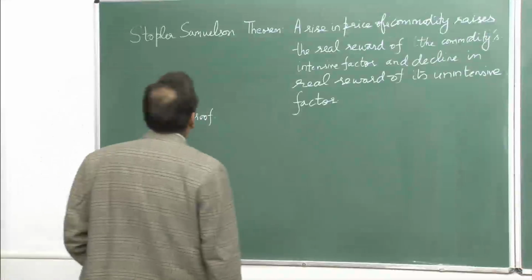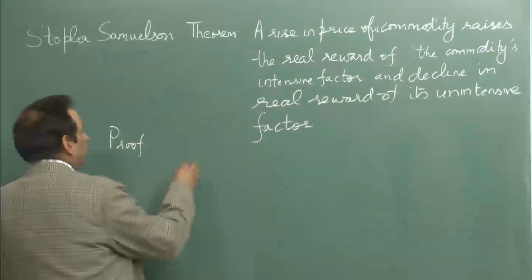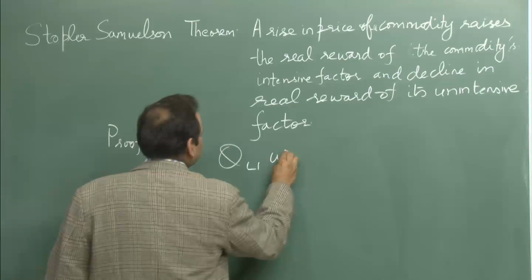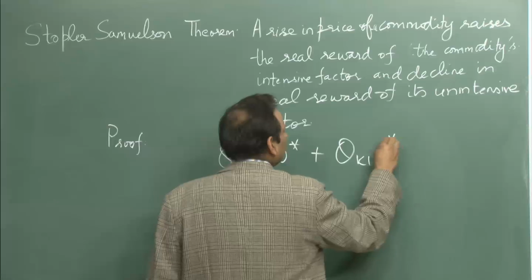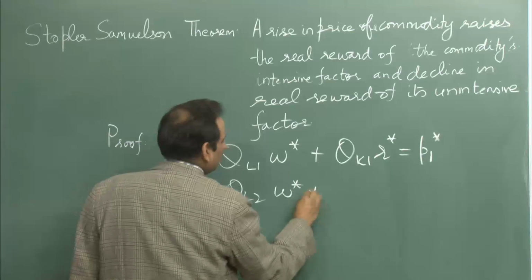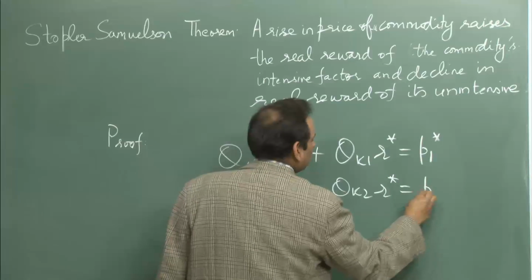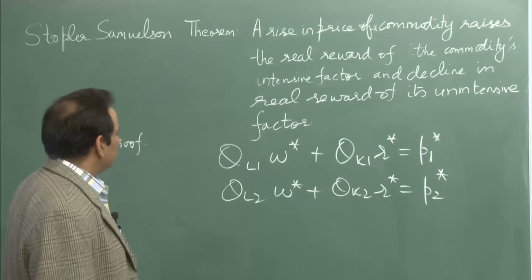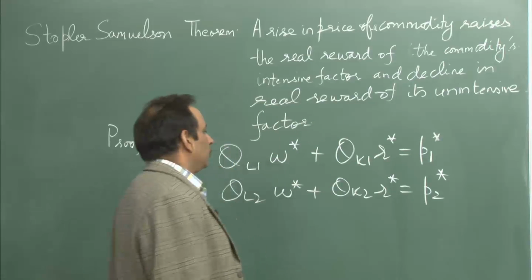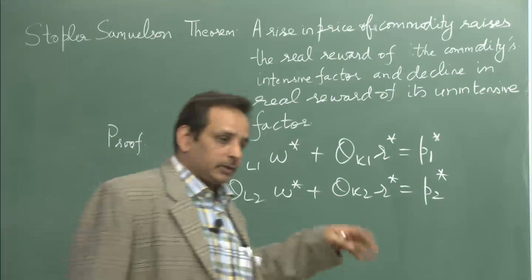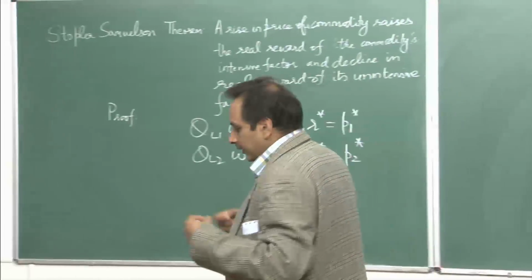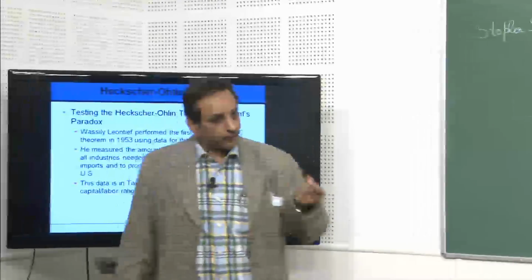Okay, so to prove the Stolper-Samuelson theorem, we had already derived from the equations of change this particular equation, which said that the proportionate change in wages and the proportionate change in the rate of return on capital is related to the individual prices. Now, there was a big proof where we first started with assuming that prices are equal to average cost. Then we worked on the equation of change.